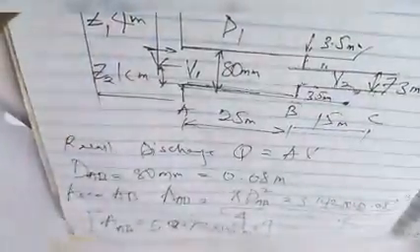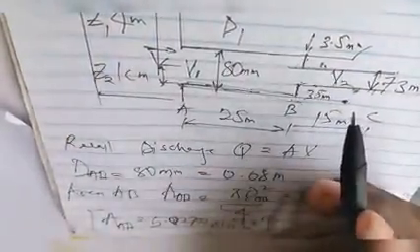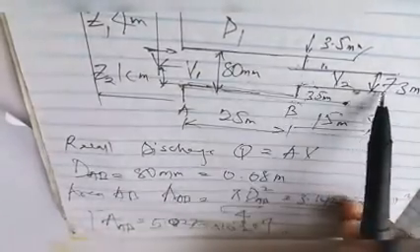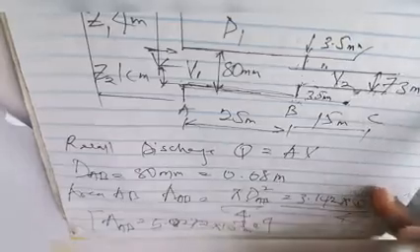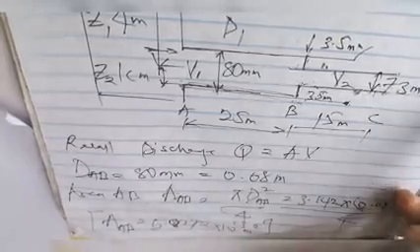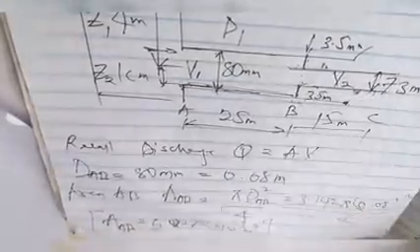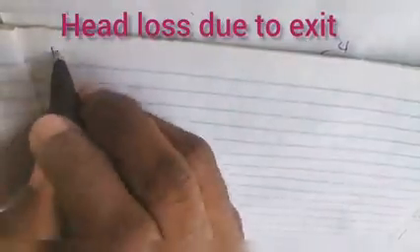Moving further now, let's go back to the diagram. The question says we should neglect head loss due to bend. There is no bend in the pipe. After here, what happens is that the fluid exits the pipe, so that will require us to find the head loss due to exit. As the fluid exits the pipe, we have to find head loss due to exit.